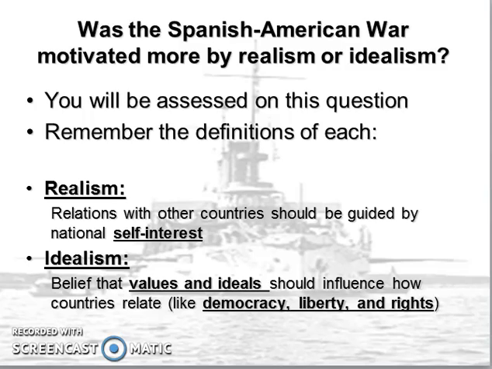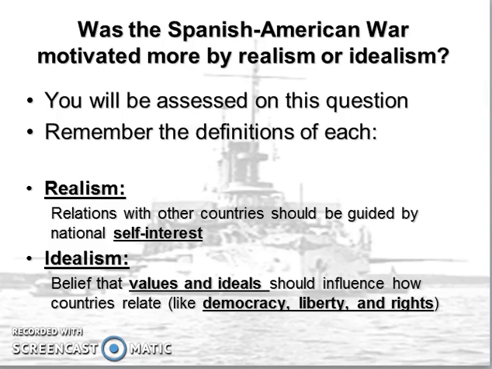All right, welcome back to Spanish-American War and the reason we fight it. Remember that our essential question was: was the Spanish-American War motivated more by realism or idealism? This is your assessment question. We'll work on that next week.